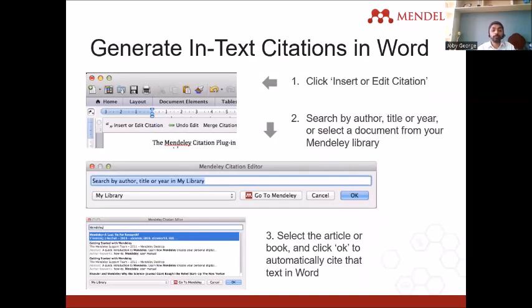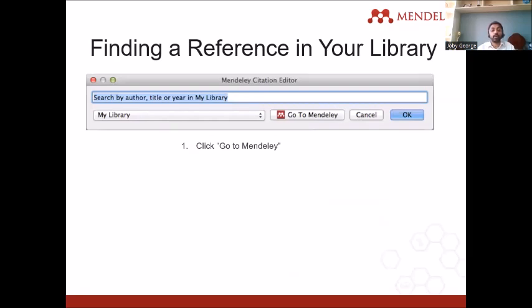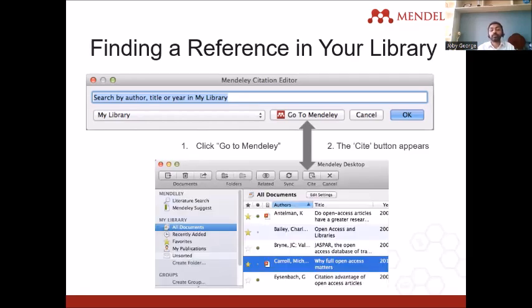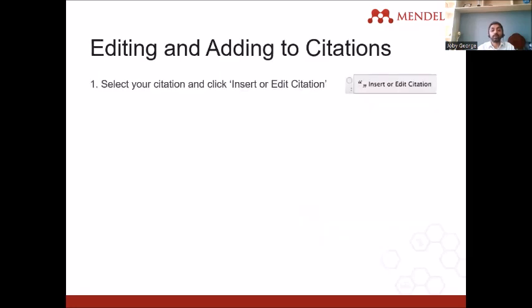I'll tell you once again. Finding references in your library, just go to your library of Mendeley, go to Mendeley and just cite. You can see an option called cite, just click that cite, and it will automatically find the references in your library as well.